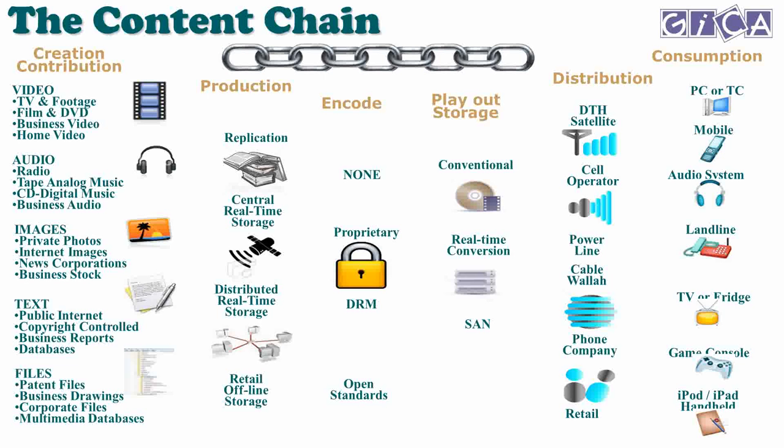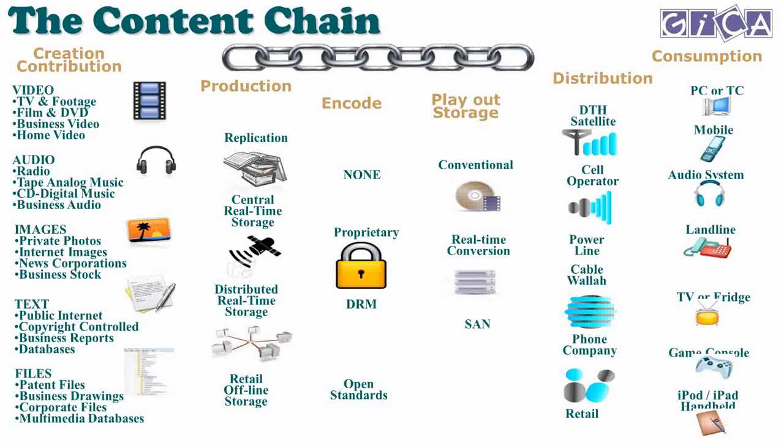In this one, we're looking at how the content chain works. So it moves through these layers of creation, contribution, production, encoding, playout, and storage, distribution, and consumption. So we're familiar with this in other forms. For example, electricity, which is generation, transformation, distribution, and consumption. So there are three things in electricity. So similarly, in content, you would have to have these six lines of production.